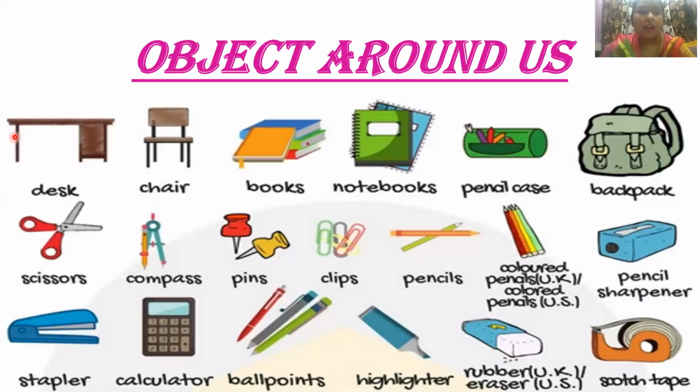Now you can see objects around us. As you can see, desk, chair, books, notebooks, pencil case. These all objects have different shapes. Some are square, rectangle, cylinder, while other objects also have different colors.